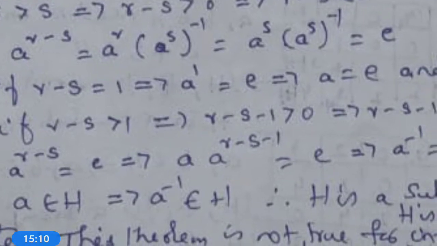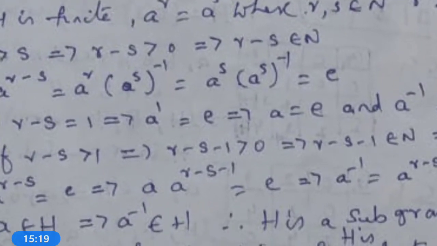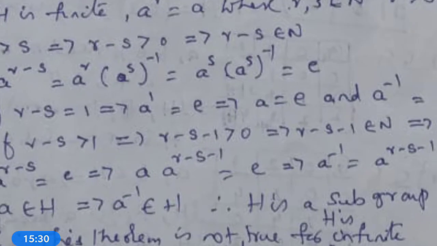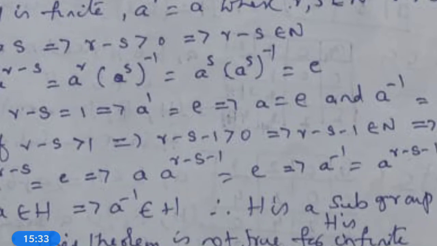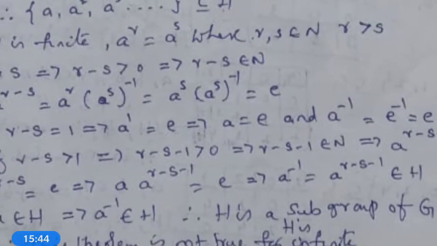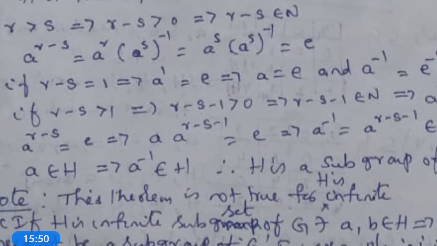Now, a power r minus s is equal to a power r into a power minus s. What is a power minus s? It is a power s whole power minus 1. Therefore, a power r minus s is equal to a power r into a power s whole power minus 1. What is a power r? a power r is equal to a power s. Therefore, a power r minus s is equal to a power s into a power s whole power minus 1. Element into its inverse is equal to identity E. Therefore, a power r minus s is equal to E.